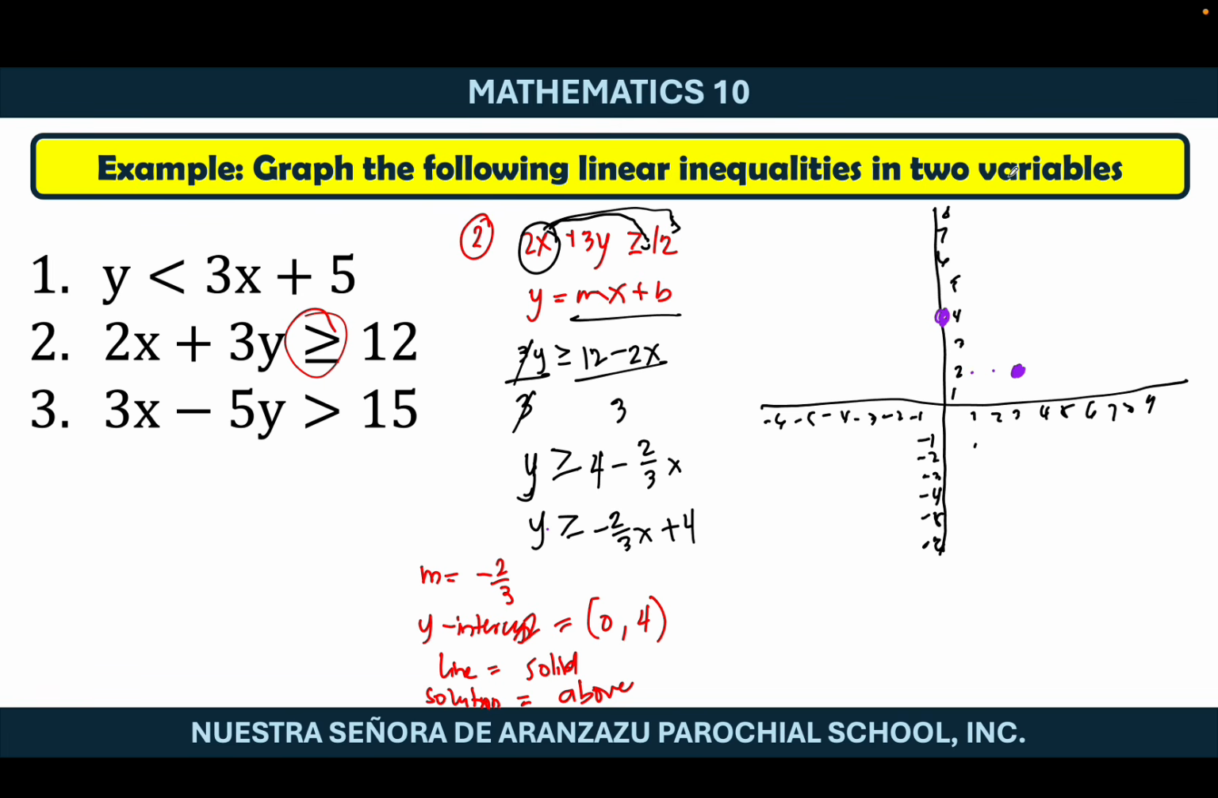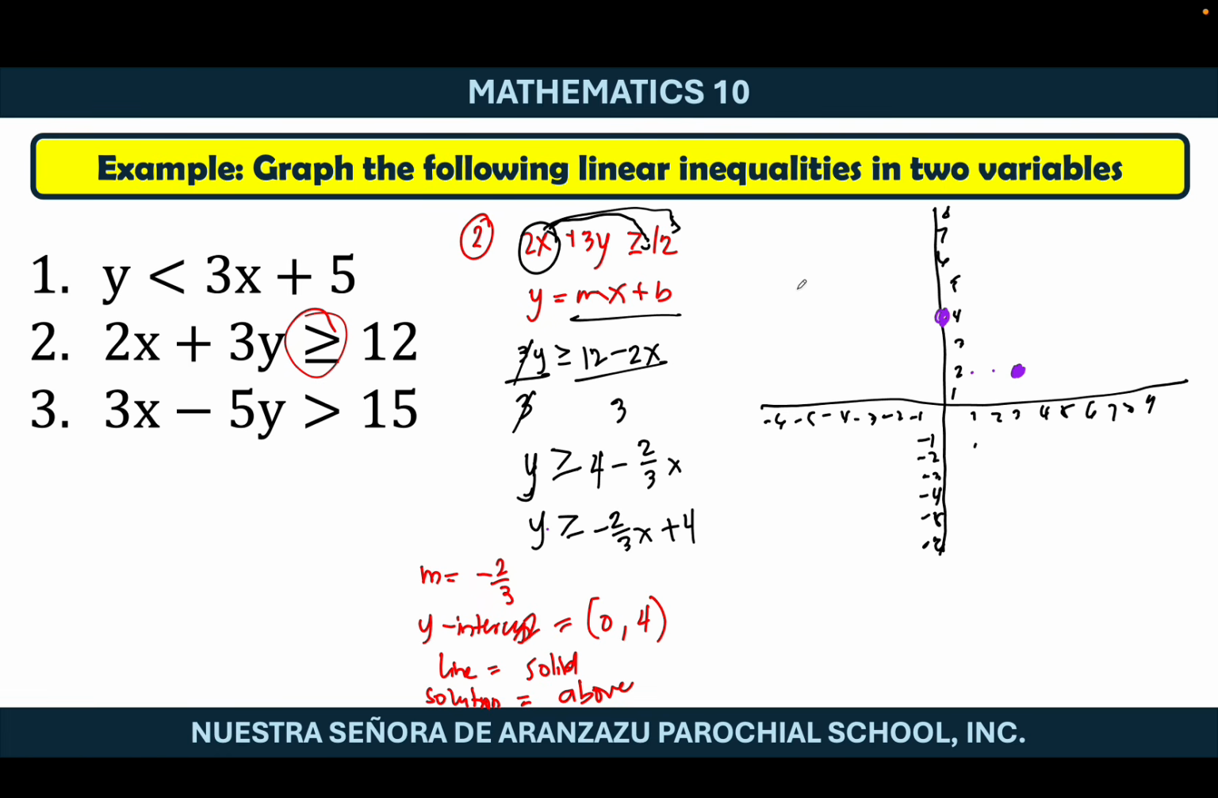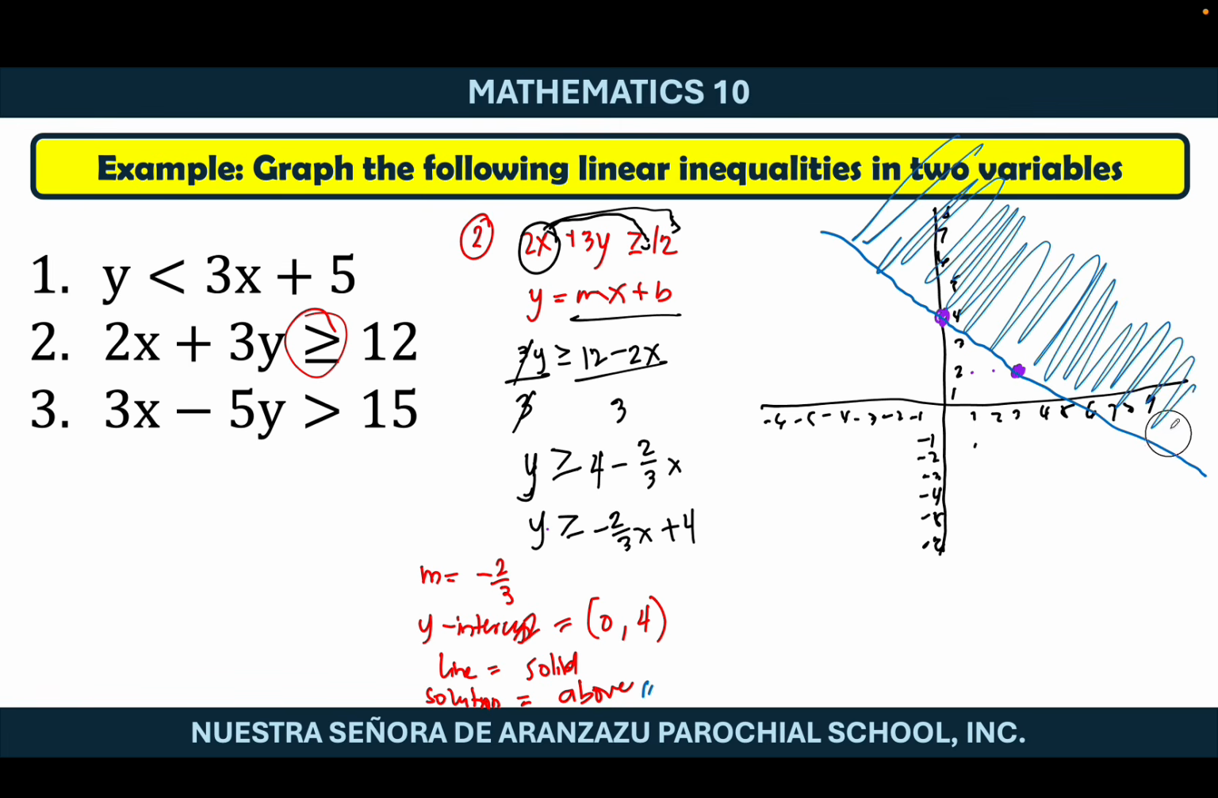Then, sabi natin, ang gagamitin nating line is a solid line. So, pagkokonekta lang natin to. Yan, solid line yan. Then, ano yung meron solution or alin yung may shade dito? Sabi natin, is above because of the symbol greater than. So, ang above niyan is this one. So, yan yung may graph sa kanya. Okay, so malinaw ba? Yan.